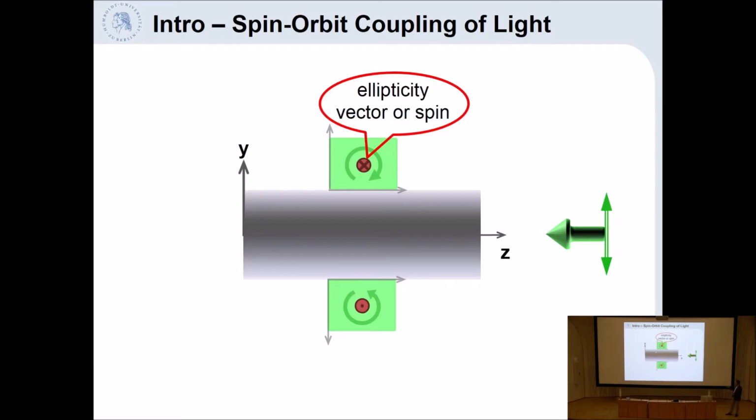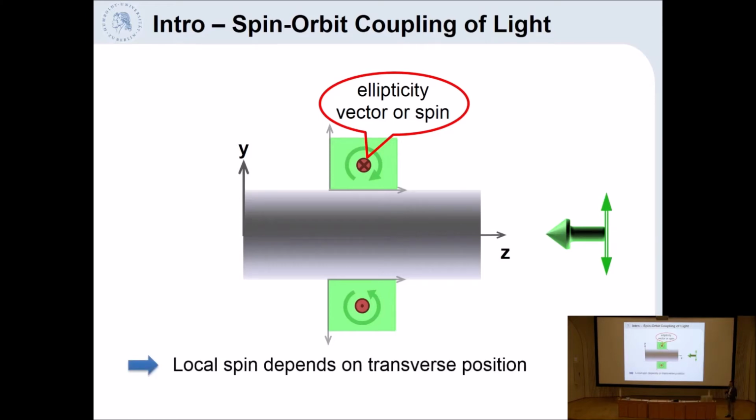And what you see is that this transverse spin of light changes sign when you go from above the waveguide to below the waveguide. For symmetry reasons, that is kind of obvious: when it turns clockwise above the waveguide, it has to turn counterclockwise below the waveguide. So the local spin depends on the transverse position in the mode, and this effect is referred to as spin-orbit coupling of light.